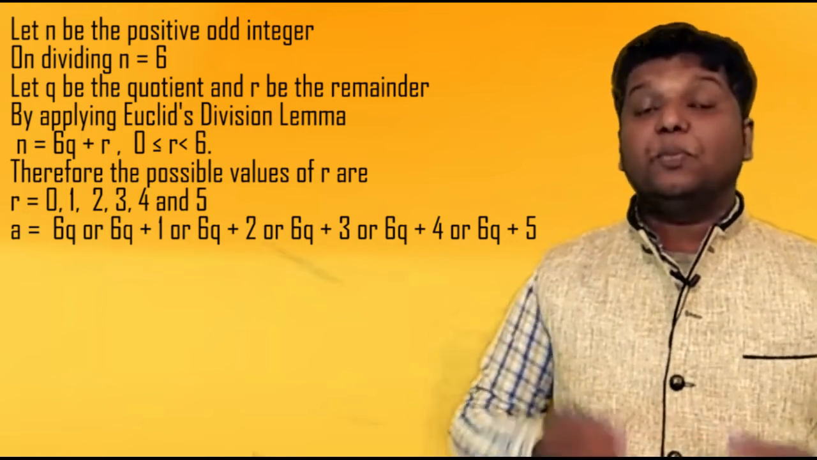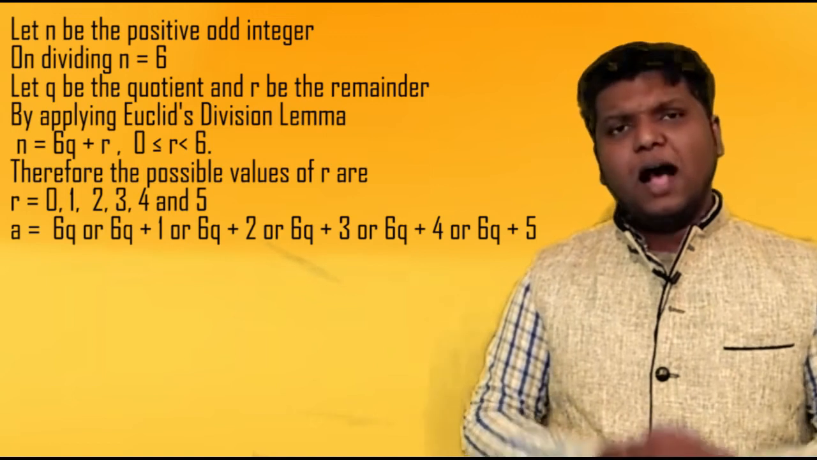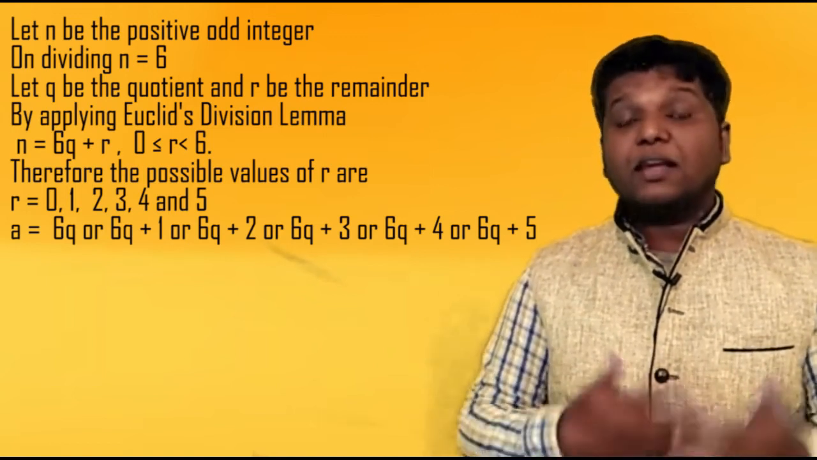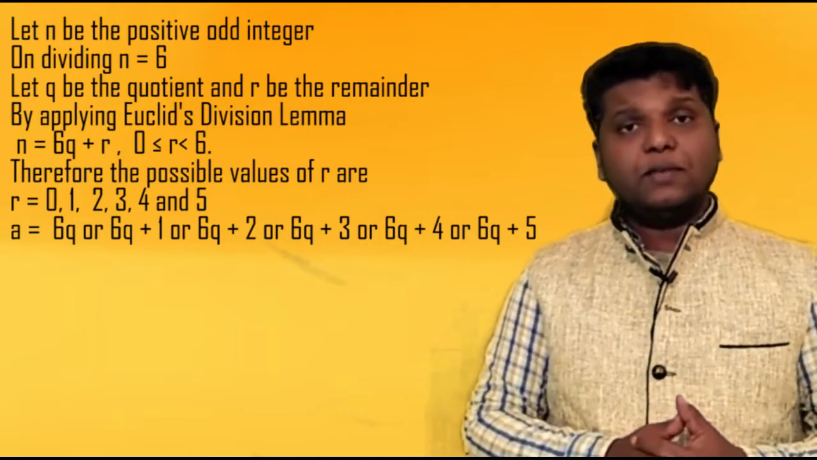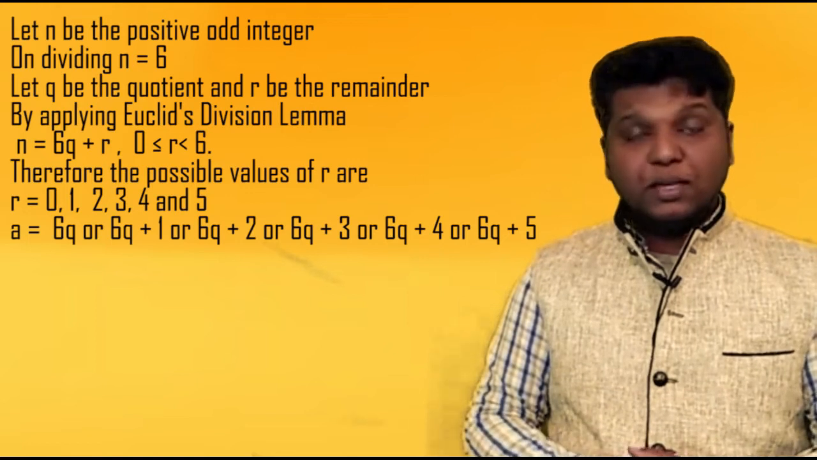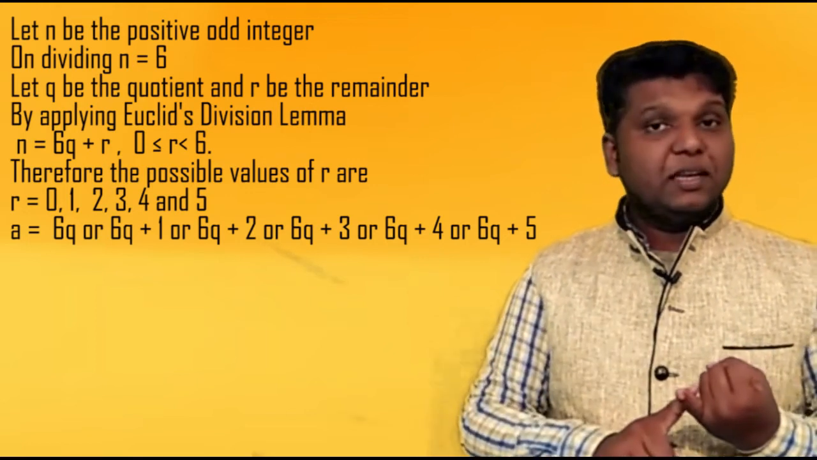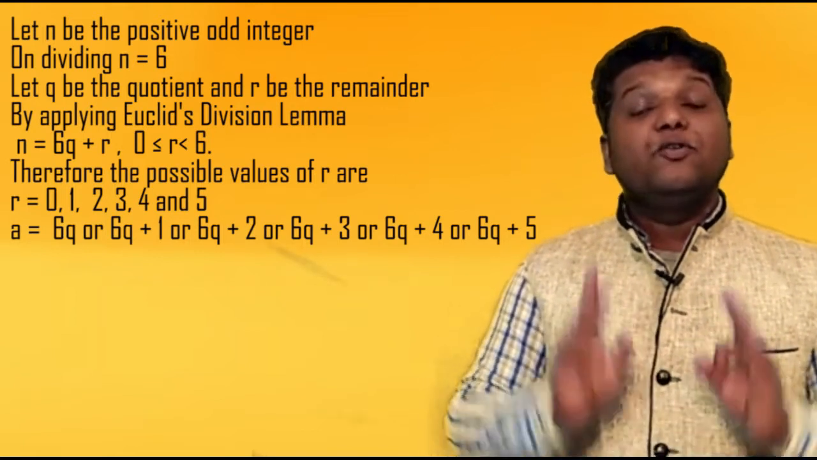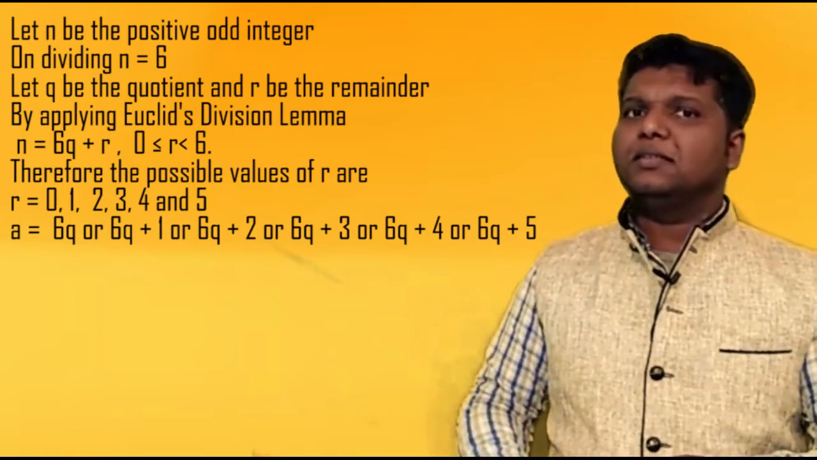What about 6q plus 4? That will also be another even number, right? How can we conclude that? Because you're adding 4 to it, so definitely it's also going to give an even result. So 6q is an even number, 6q plus 2 is an even number, and 6q plus 4 is also an even number. If these three are even numbers, what about the other numbers?